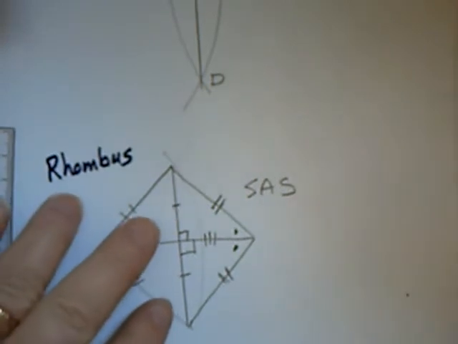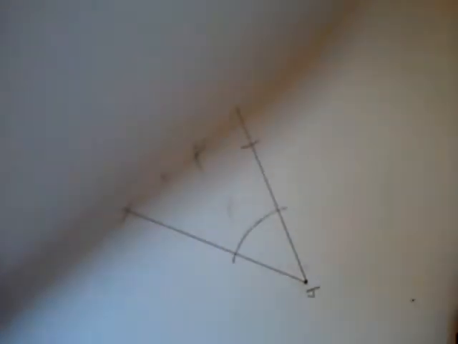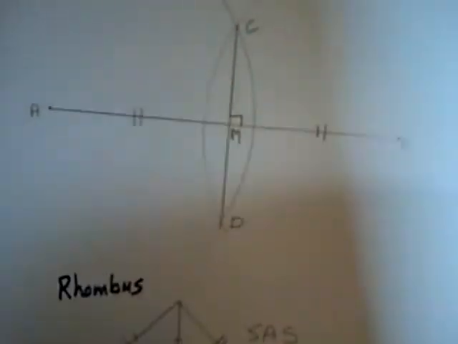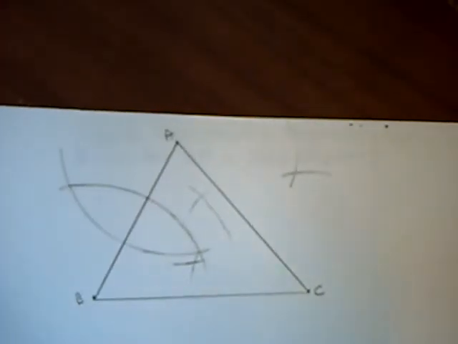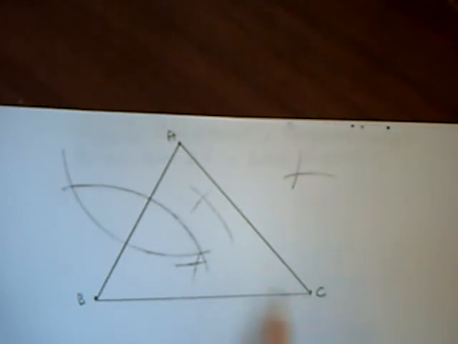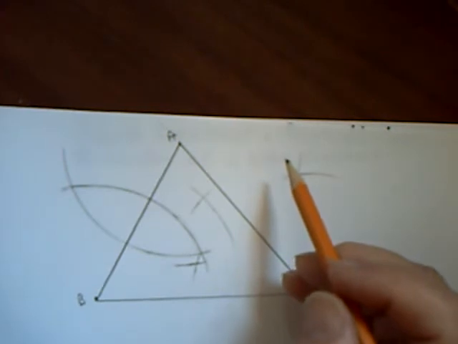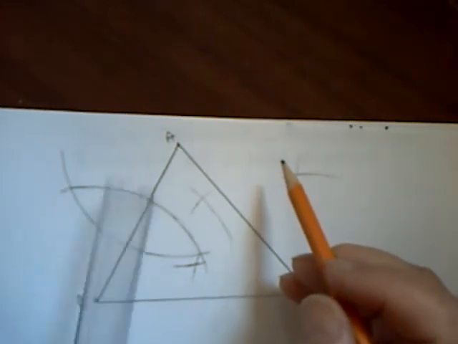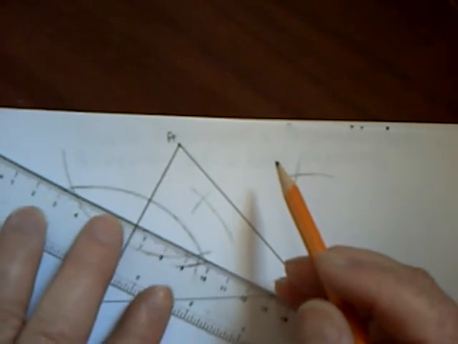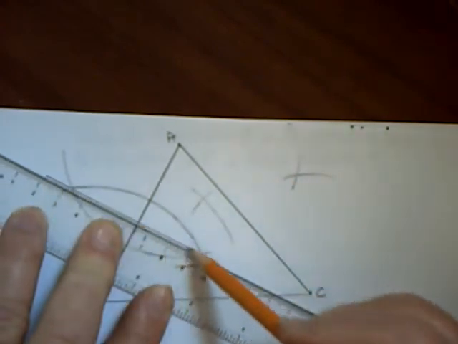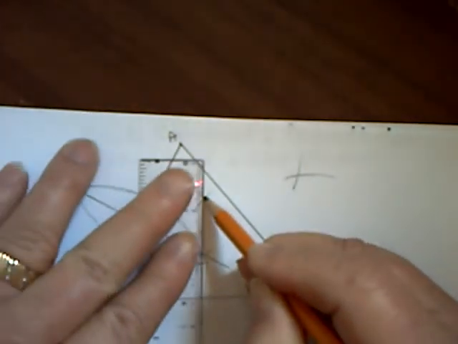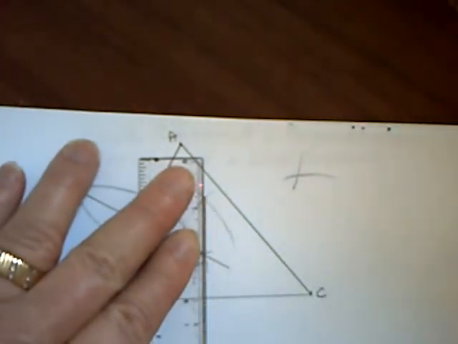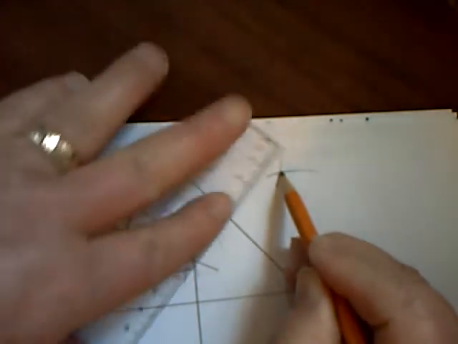Now to finish off this, here is a really neat little construction. On this triangle here, I have done the perpendicular bisectors of each side, and I've just left the arcs in. Now I'm going to join up the arcs. So I'll join this arc to that arc, and I'll join this arc to this arc, and I'll join this arc to this arc.